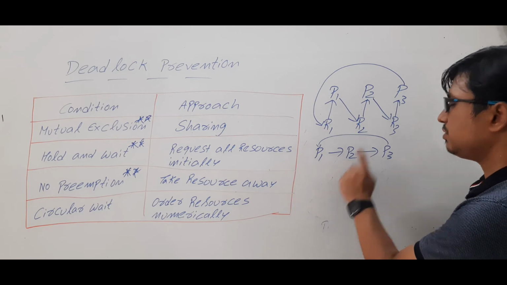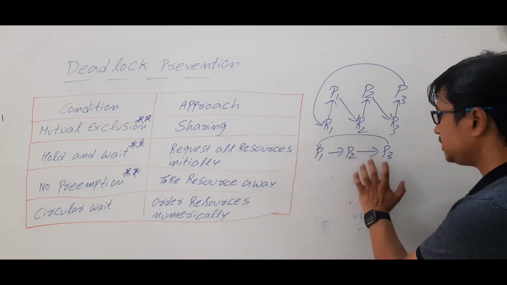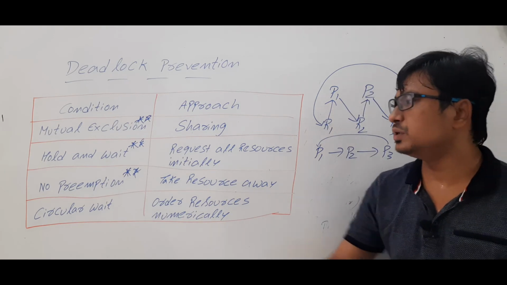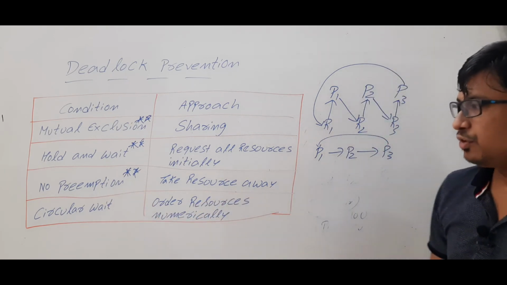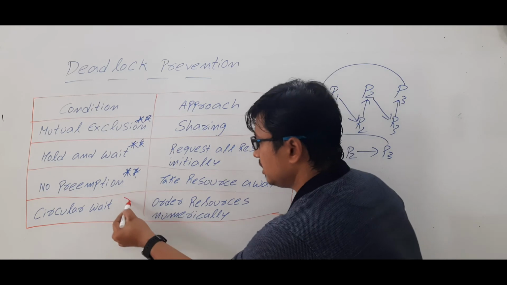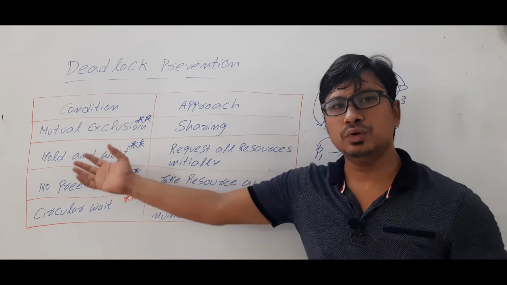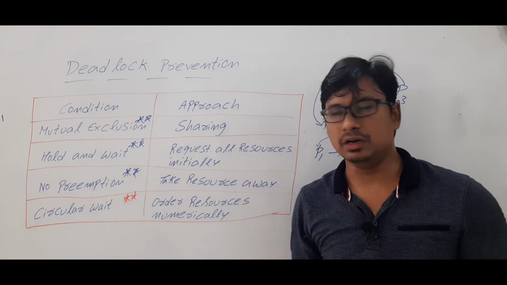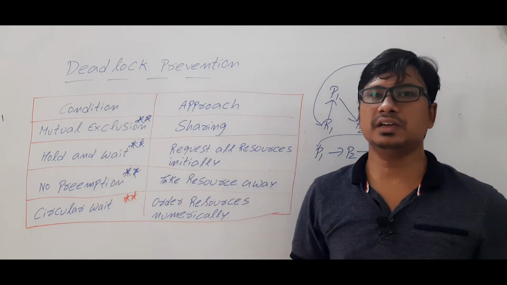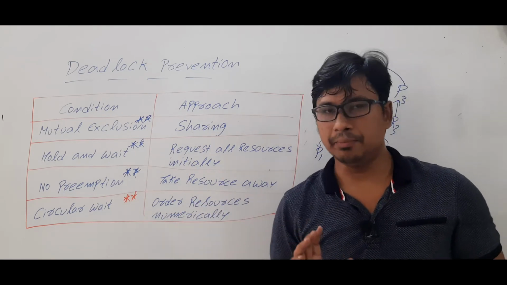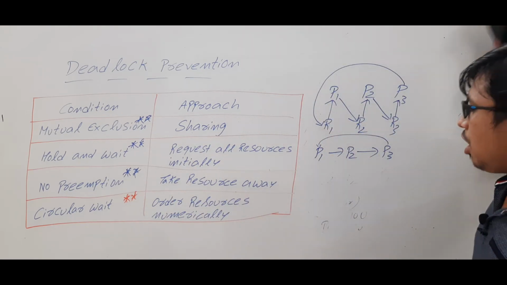So, process P1 is waiting for process P2, process P2 is waiting for process P3, and process P3 is waiting for process P1. So, it is circular wait. Now, if you successfully disable the circular wait, then there is no deadlock. Am I right or wrong? Because these are the 4 necessary conditions. If you disable any one condition, deadlock will not happen. Is it clear?